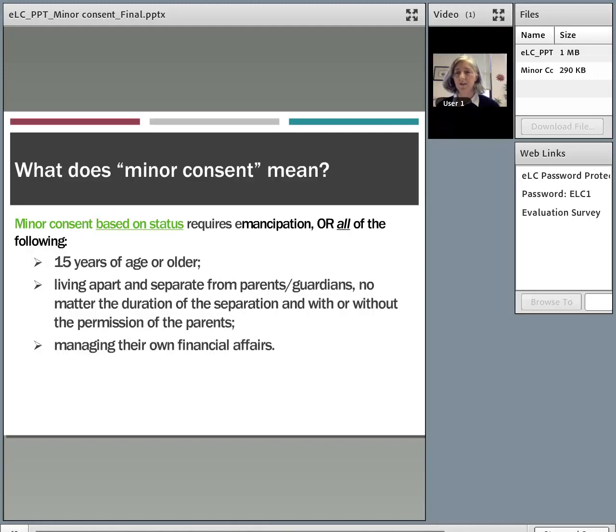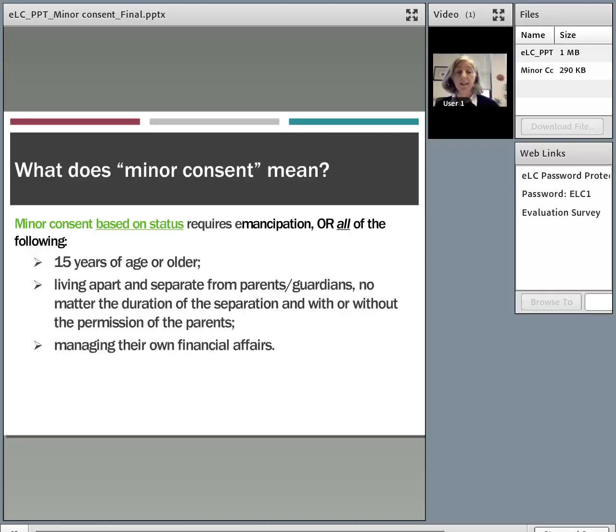It doesn't mean that they can drink under 21, but you know, they can sign contracts, they can rent apartments, they can get jobs, they can consent to health care. So court order, if they're married or divorced, if they're in the armed forces. And those are the only things that emancipate someone here in California.